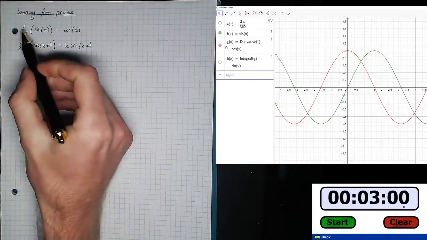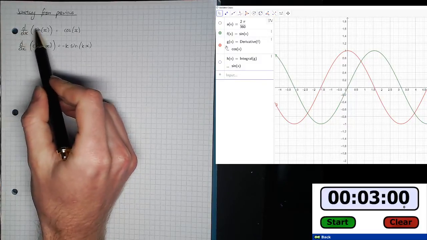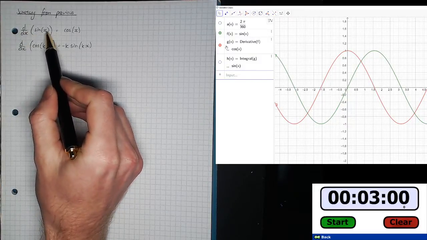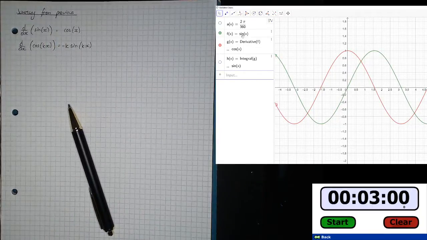So what we found out last time was that if we differentiate sine of x, we end up with cos x. Okay, and we can see from our little graph on the side here that when we take a function that is sine of x and we differentiate it, we find the derivative of it, we get cos of x. Okay, so the green line is what we're starting with. If we differentiate, we get the red line.